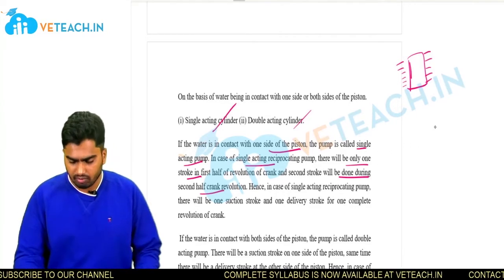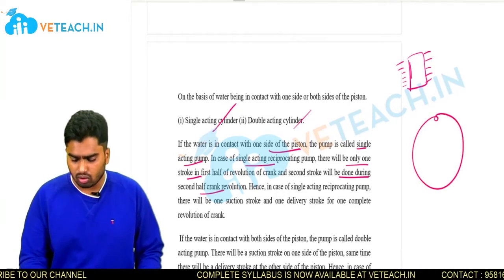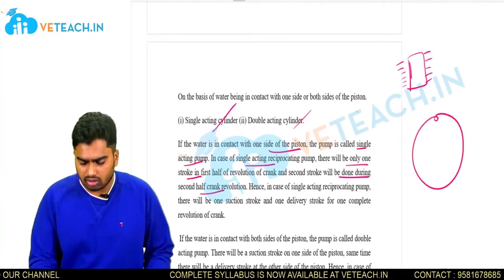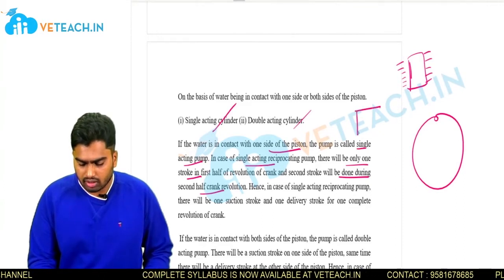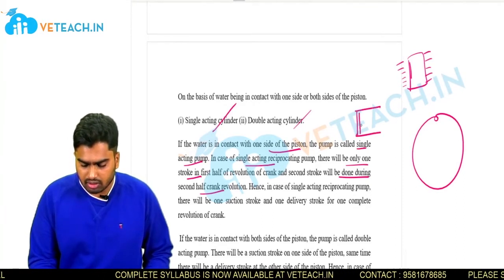That means we have a crank like this, right. So this is connected to your cylinder. Let us take this as the cylinder and this as the piston.